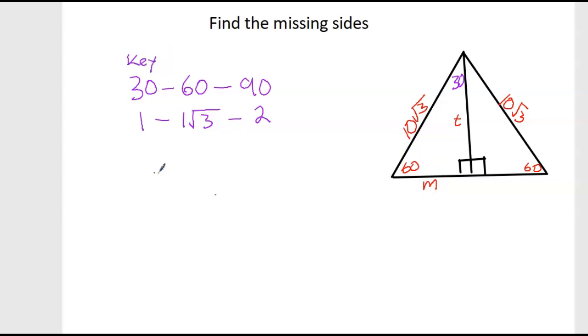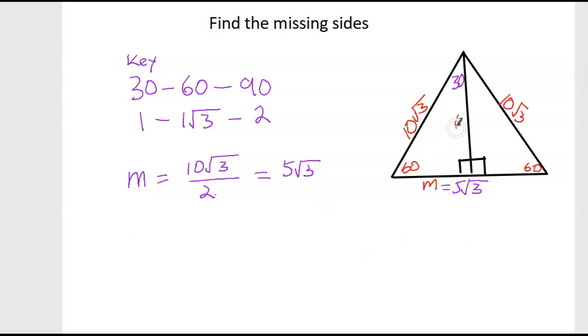So we need that. For us to get the m, you see that number is twice of that. So when we are coming from the 90 to the 30, we have to divide. So here has to be just divided by 2. And if we do that, we get 5, because 10 divided by 2 is 5, and then we bring our root 3. So m is 5 root 3.